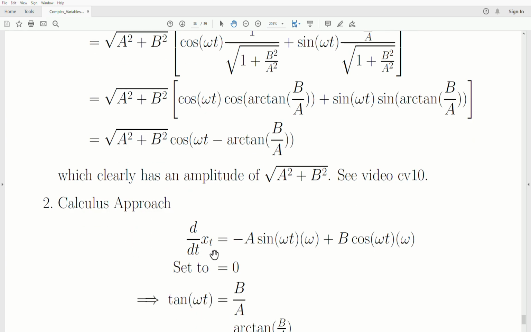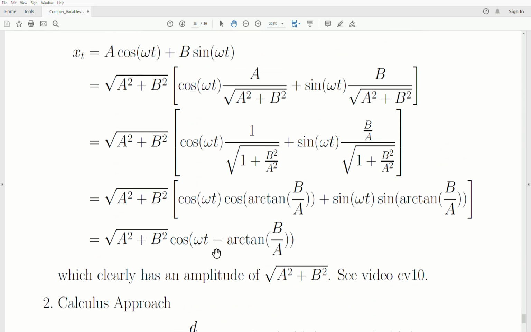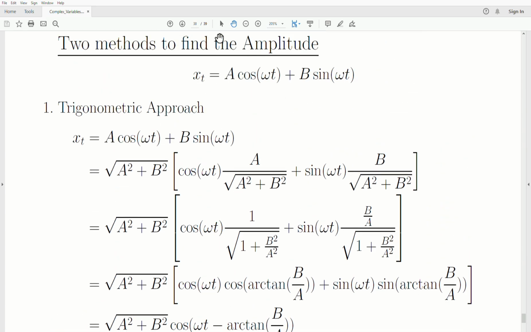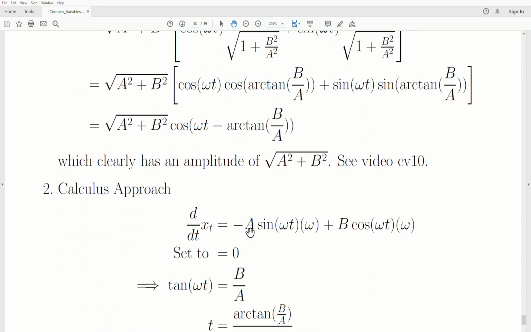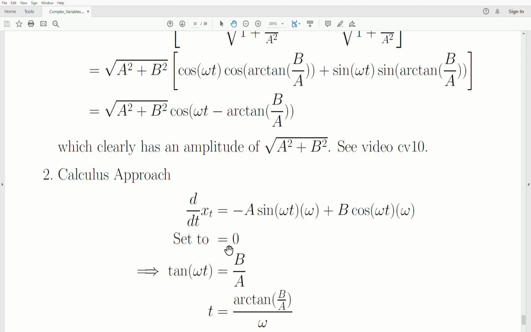Let's take the derivative of x(t), and I'm going to flash back up a second. So we're going to take the derivative of this. Remember, the derivative of cosine is minus sine. The derivative of sine is cosine, and then we take the chain rule, and that's what this is. We get minus a times the sine of omega t, the chain rule with respect to t, so you get omega back, plus b times the cosine of omega t times omega. And this is with the chain rule. We set it equal to 0.